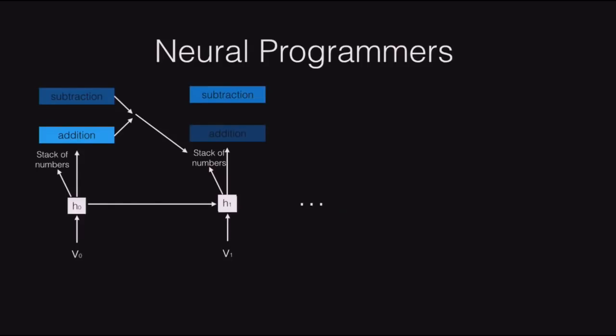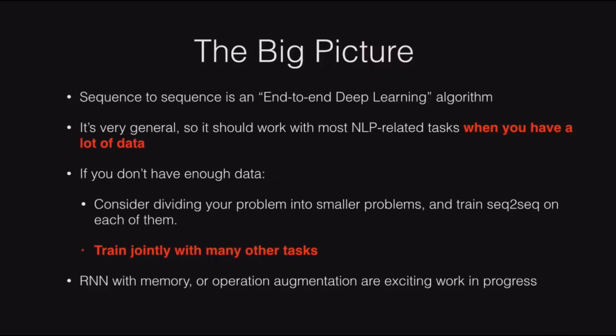Okay, so you assign two probabilities, and you compute the weighted average of the values coming out of these two functions, and then you take that, pop it, and push it into the stack in the next step. And then in the next step you will call the addition and subtraction again, etc. That's the principle of something called neural programmers or neural programmer interpreters. There are two papers last year from Google Brain and DeepMind talking about this. So that's some of the related work in the area of augmenting recurrent networks with operations, with memory, etc.